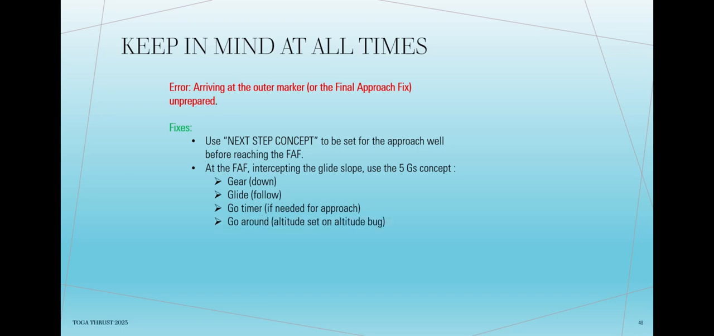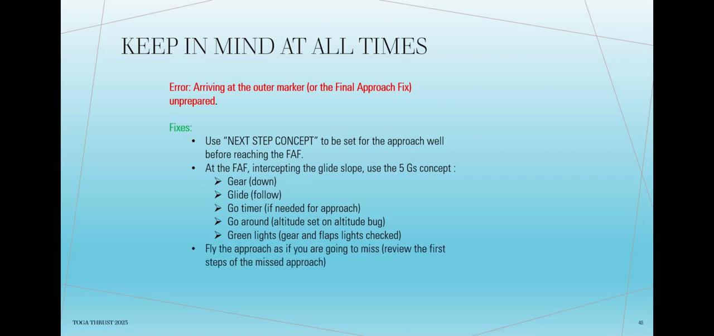Go around, altitude set on altitude bug. Green lights, gear and flaps lights checked. Fly the approach as if you are going to miss. Review the first steps of the missed approach.